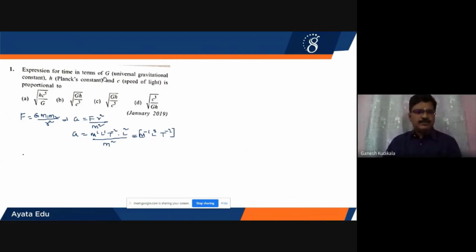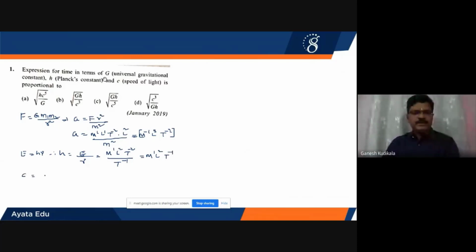Next is h, Planck's constant. For the dimensional formula of Planck's constant, the basic formula we'll use is that the energy of a photon is given by E is equal to h nu. Therefore h is equal to E by nu. Energy is M^1 L^2 T^-2, which is force into displacement; we used the force formula, multiplied by displacement gives energy. Energy is divided by frequency, and frequency is the reciprocal of time, T^-1. On simplifying, we get M^1 L^2 T^-1.